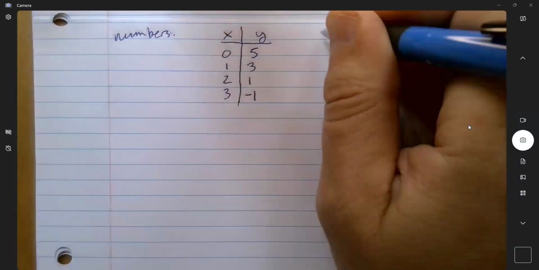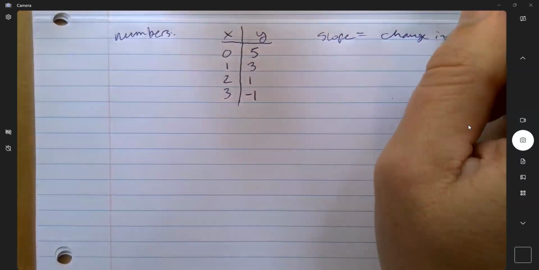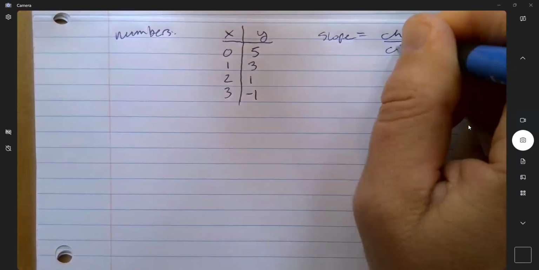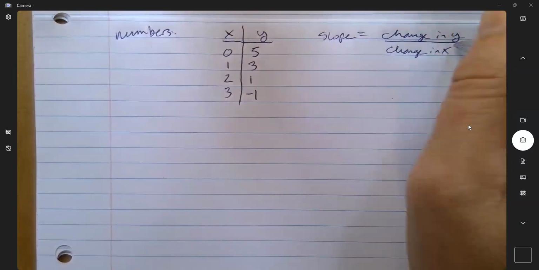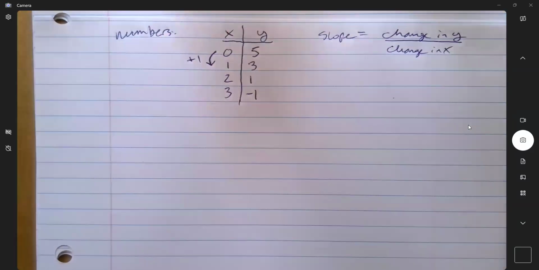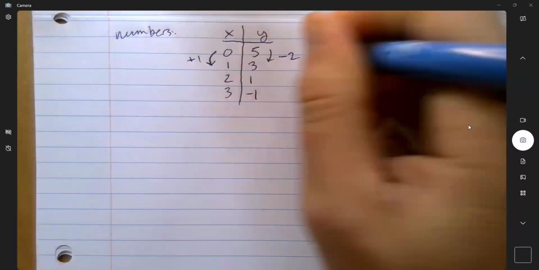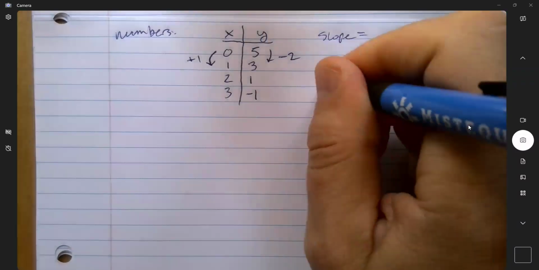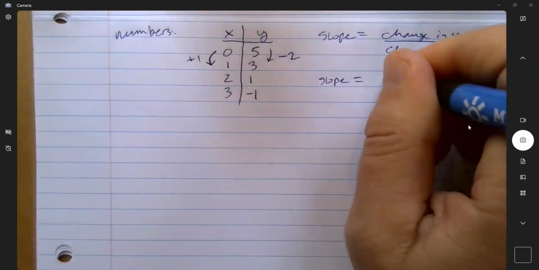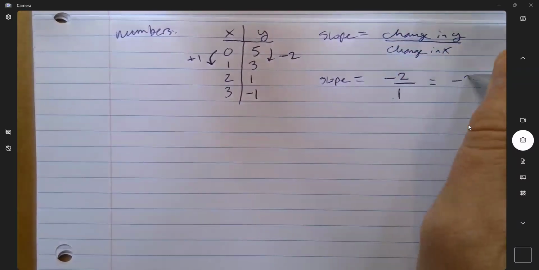So the slope, which is the change in Y divided by the change in X, I find that by looking at what is my change in X. Oh, it goes up by 1. And what is my change in Y? It goes down by 2. So the slope is the change in Y, which is -2, over the change in X, which is 1. And we'll often write that as -2.